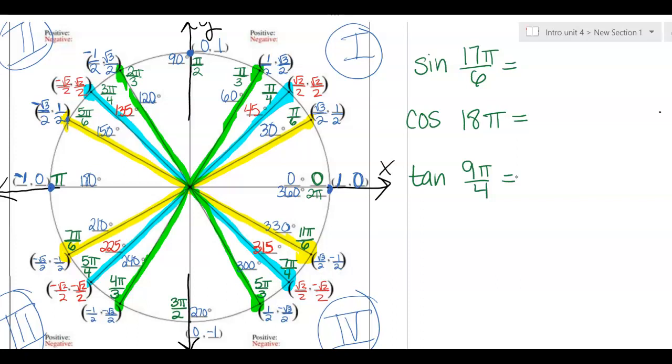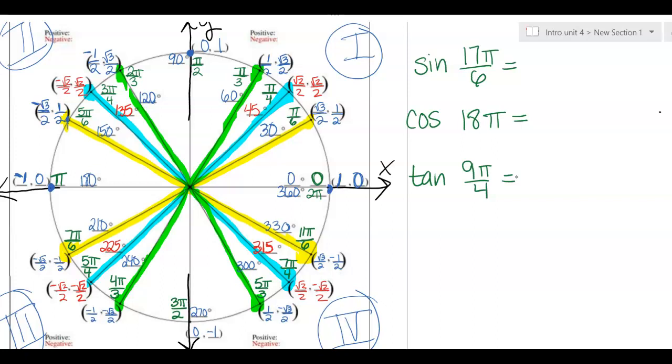Way number 1, you could literally count. Here, if you're counting by 6, you're counting every 30 degrees. So you could count 1 pi over 6, 2 pi over 6, 3 pi over 6, 4 pi over 6, 5 pi over 6, 6 pi over 6. And you could just keep going till you got to 17.